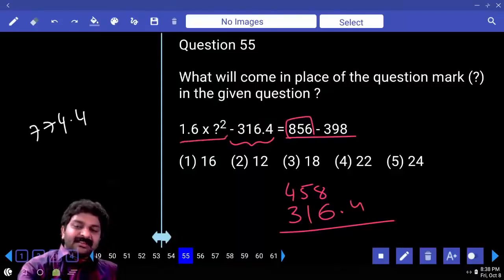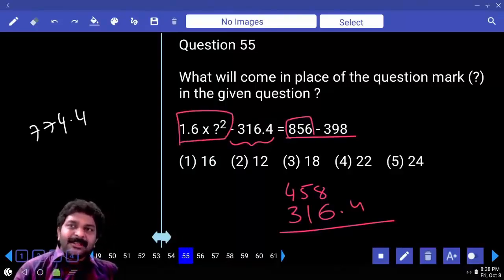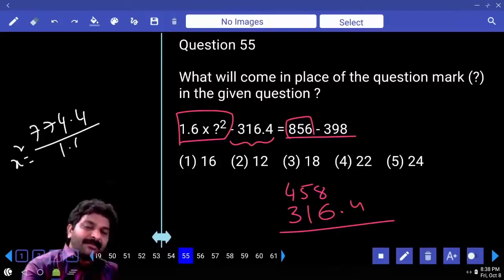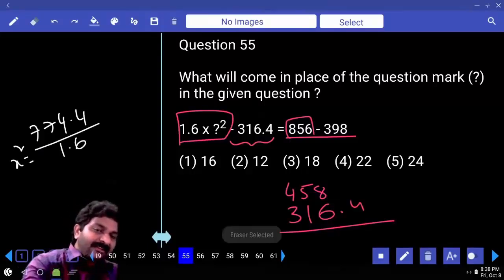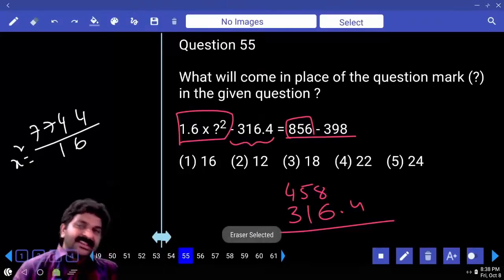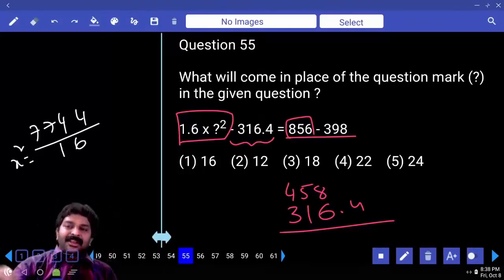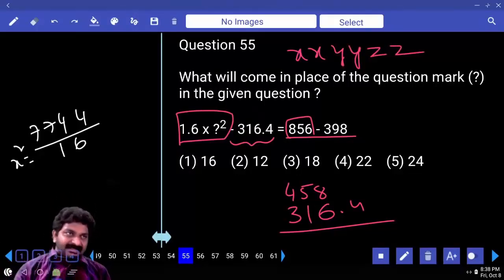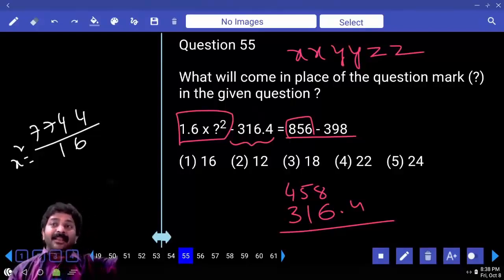774.4 is equal to 1.6 into x square only. Then x square is equal to this number divided by 1.6. So can we treat it as 7744 by 16? Now, if a number is in the form of xx, yy, zz like this, that will be a multiple of 11.